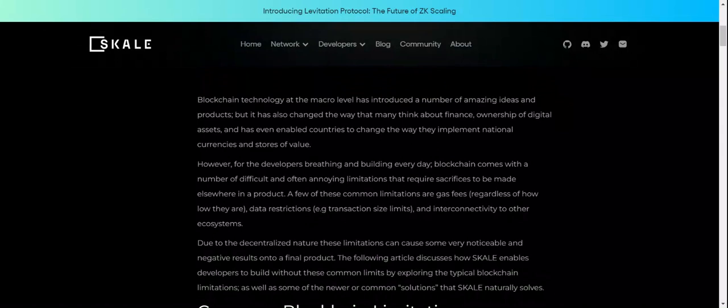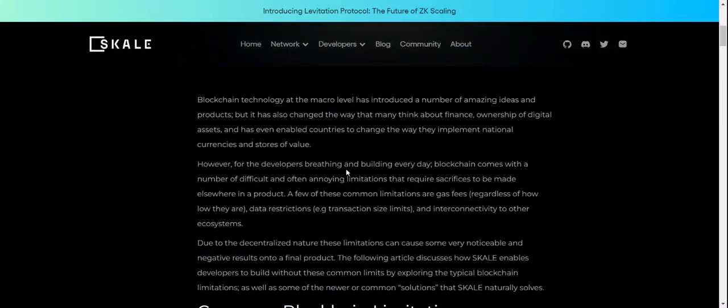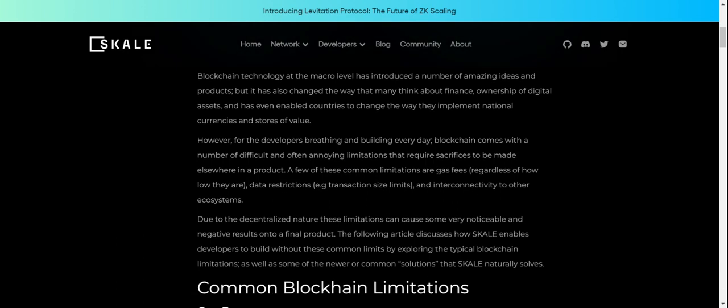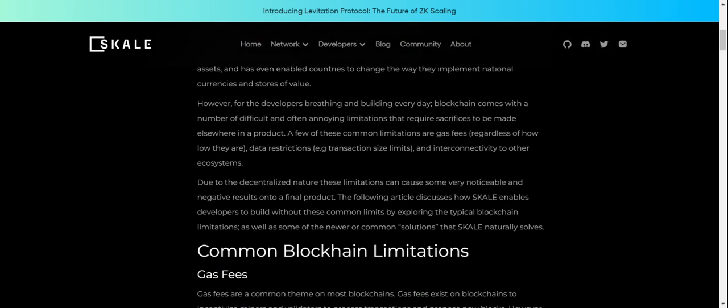But for developers wey dey breathe and build everyday, blockchain don come with some number of difficult and some annoying limitation wey dey require you to dey make sacrifices in different places when you dey build your product. Few of dis common limitation wey dey stop developers when dem dey try build.